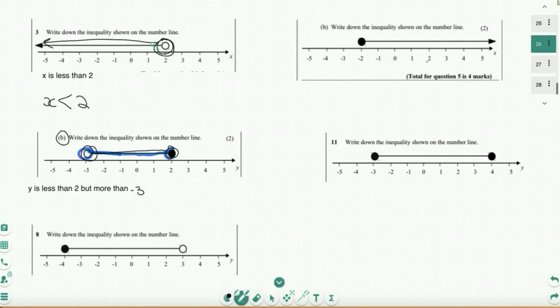But have a look, before we continue, the 2 is shaded in, so it can also be equal to 2. So we can say y is less than or equal to 2, but more than -3. So now we can write in a sentence, in an inequality. So y is less than or equal to 2, but it is more than -3. And that is our answer, okay?